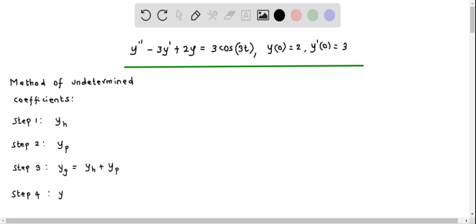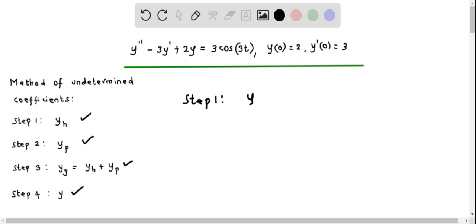We are going to find its solution by the method of undetermined coefficients, and this basically involves four steps. The first step, we find the homogeneous solution. In the second step, we find the particular solution. In the third step, we find the general solution of the given differential equation. And finally, we solve for y by plugging in the initial value conditions. So let's start off with step 1.